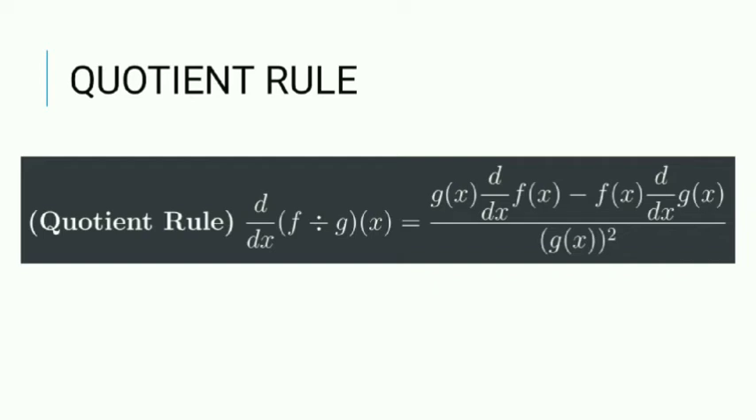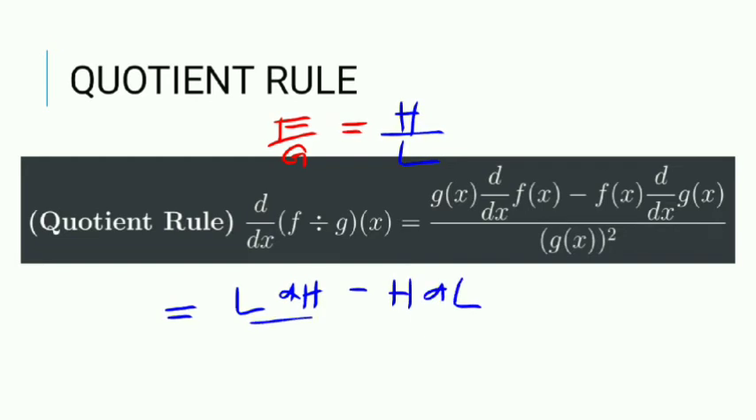Since this formula is a bit hard to remember, let's say f is the upper function, since f divided by g is f over g. Since f is in the numerator, let it be high, denoted by h, and g be low. So the mnemonic of the formula is low d high minus high d low over low squared. So that is the formula.